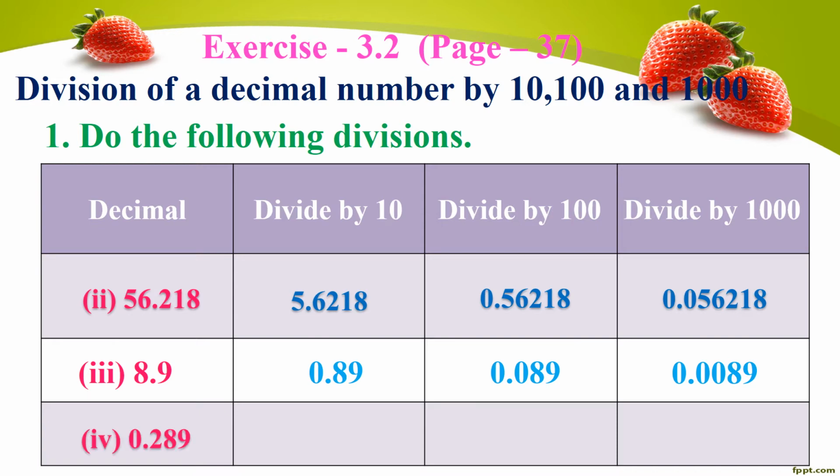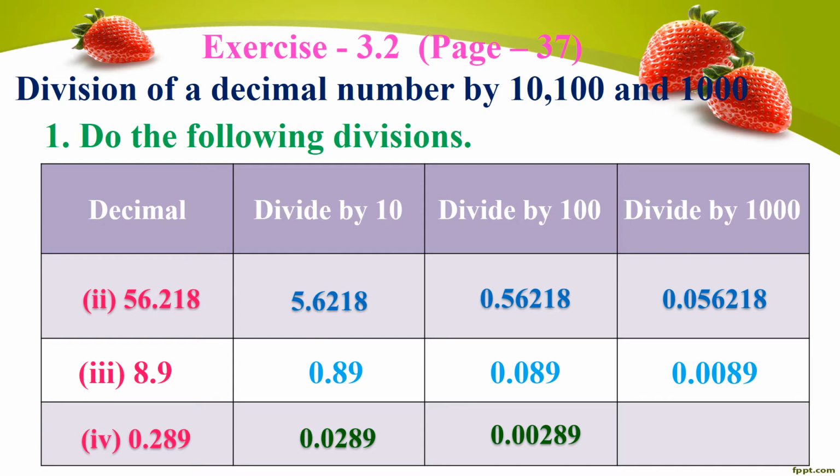Let us see another sum. Fourth one, 0.289. When it is divided by 10, you know very well that we have to shift one place to the left. On doing so, we get 0.0289. Okay. Now, on dividing by 100, we have to shift 2 places to the left. On doing so, we get 0.00289.